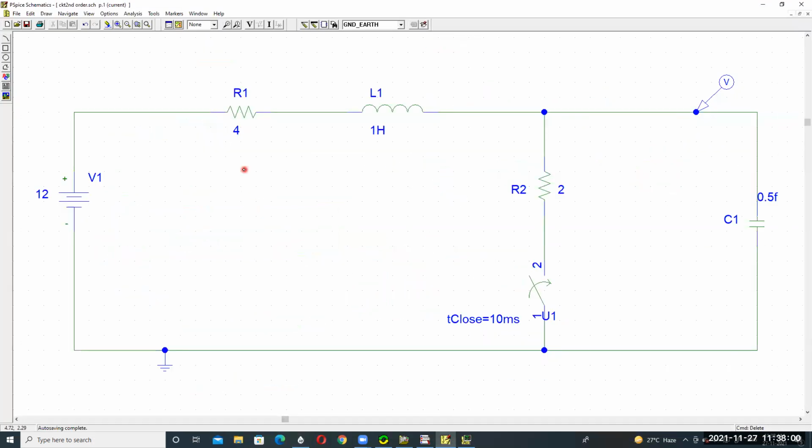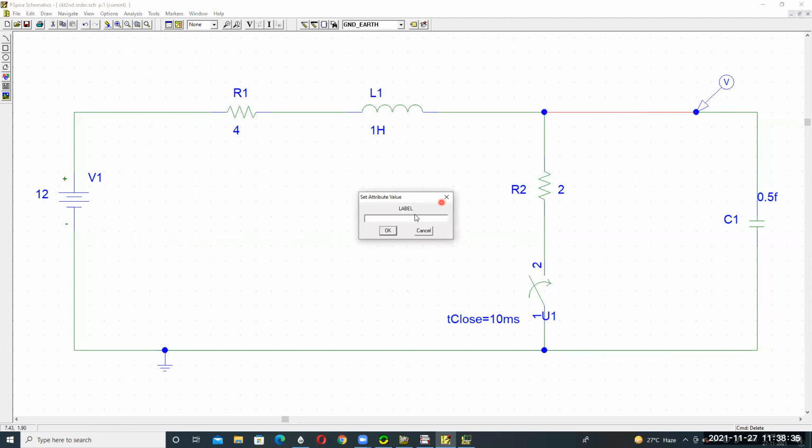Coming to here, this is the circuit diagram. Our voltage source is 12 volts, the resistance is 4 ohms, the inductance is 1 Henry, this resistor is 2 ohms, and the switch is closed at t is equal to 10 milliseconds. Then the capacitance is 0.5 microfarad. If you want to find the complete expression across the capacitance, take this probe from PSpice and connect here, and then we will get output.